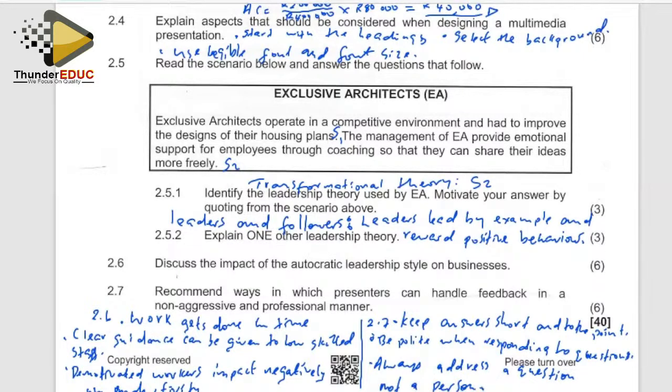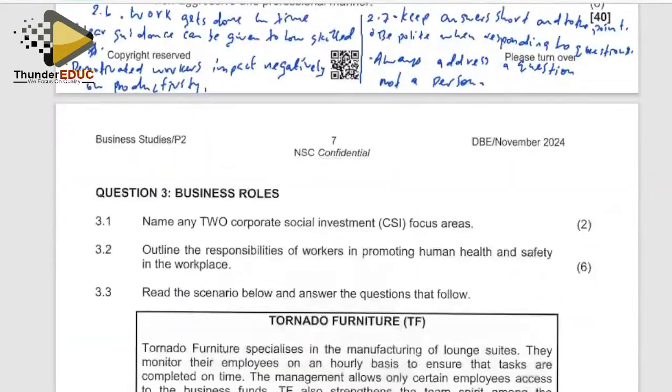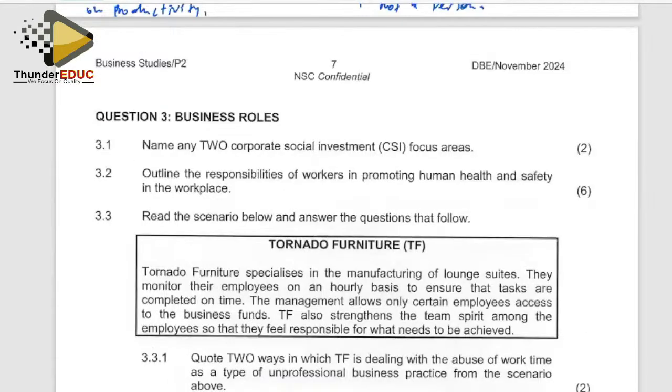Okay, right. So now, great talks. In this regard, I would love us to move on to the next question, which is question 3. Question 3 is in line with business roles. So question 3 reads as follows, in particular 3.1. Name any 2 corporate social investment focus areas. So now, the focus areas we have are community, rural development, employee and environment.